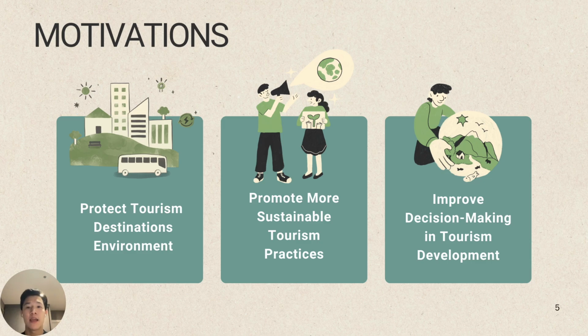Our project is driven by three main motivations. First, we aim to protect the environment in tourism destinations by identifying sustainability challenges and opportunities. Second, we want to promote more sustainable tourism practices by leveraging key influencers and community structure. Lastly, we aim to improve decision-making in tourism development by providing data-driven insight on how communities interact and what their roles are.